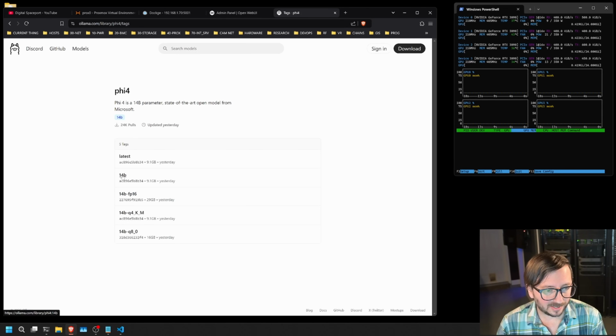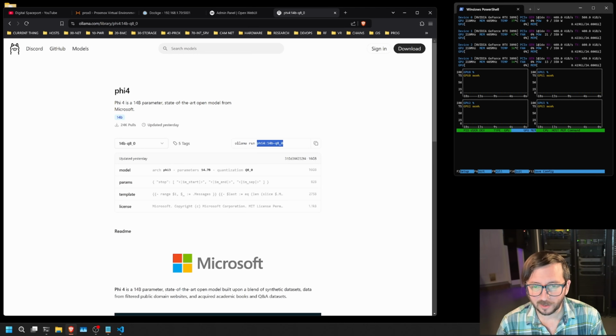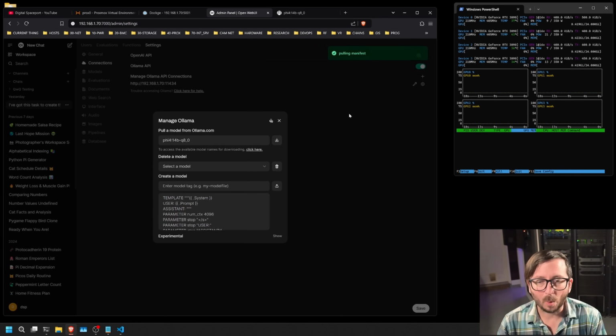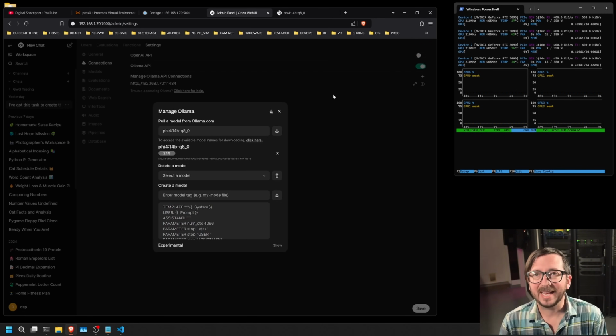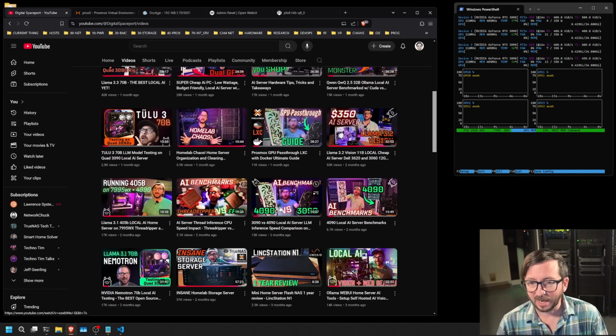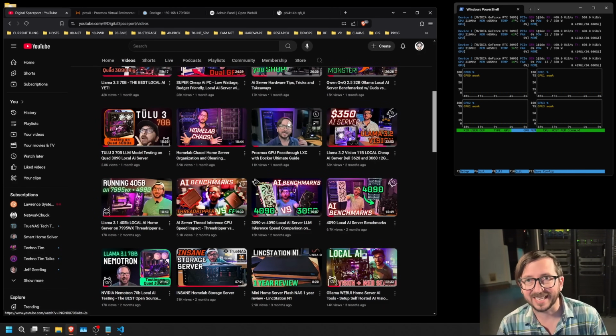So let's go ahead and grab our, I think we're gonna go with the Q8. I'm just gonna go with the Q8 because I think this is where a lot of people will be at. And we're gonna be, of course, doing this today in Open WebUI and Ollama. And this is basically what I show you how to do in the video as that's downloading. Downloading pretty fast. The video that is here is the GPU pass-through LXC with Docker Ultimate Guide.